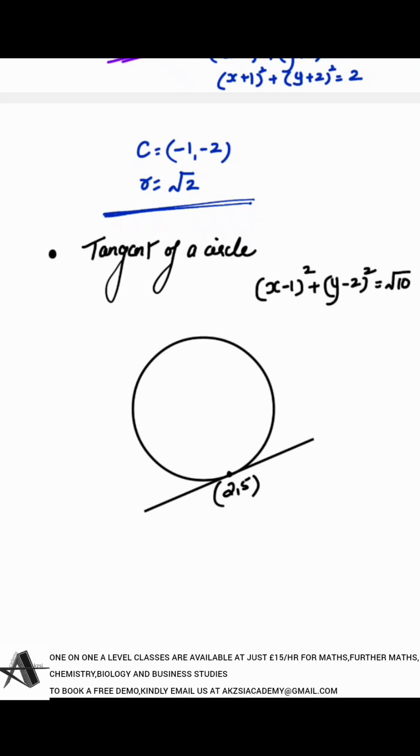Because it's a straight line, definitely the basic form is y equals mx plus c. This is the equation of the straight line. For that, I need to know the gradient. That's very important. And for that, I'll use a circle theorem, which says that the angle between the radius and the tangent of a circle is always 90 degrees. So here the center is 1, 2, the radius is root 10, and the tangent is at 2, 5.